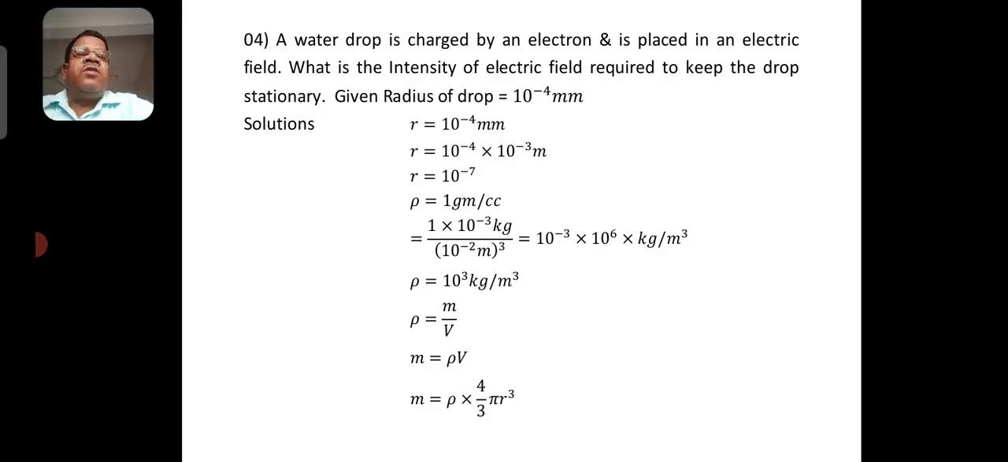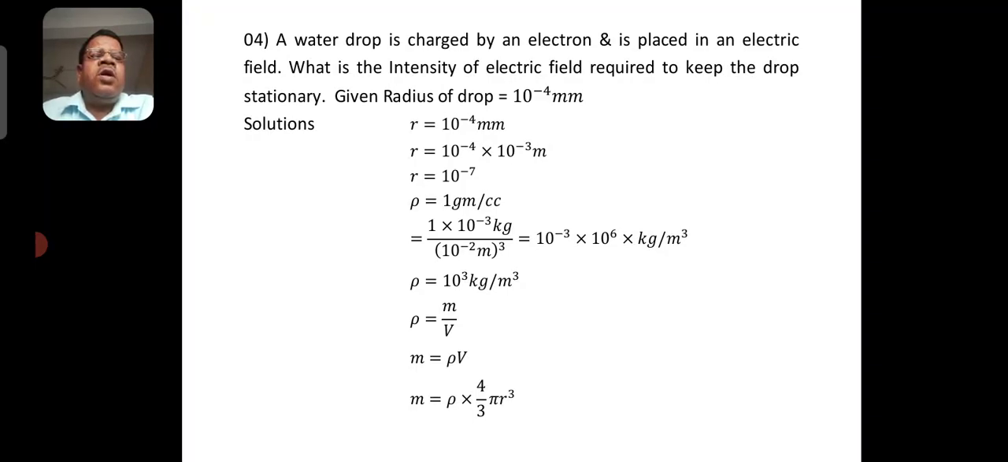See the solution. Radius of the drop, small r, equals 10 to the power minus 4 millimeter. 1 millimeter means 10 to the power minus 3 meter. Finally, we get the radius of the drop as 10 to the power minus 7 meter.